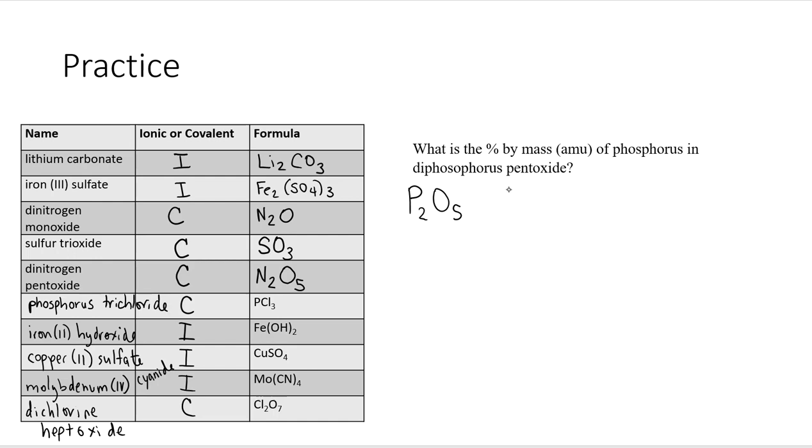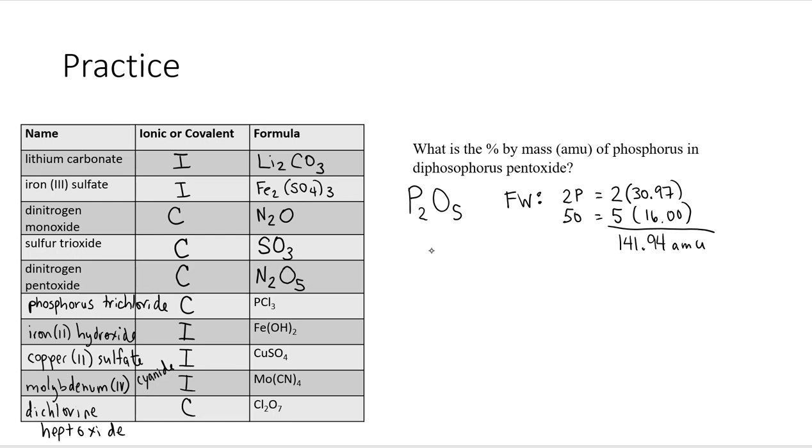So first we need to figure out what is the formula weight. The formula weight is when you take things and you add them all together. So we have 2 phosphorus atoms, so that's 2 times 30.97 AMU. And then we also have 5 oxygen atoms, so that's 5 times 16 AMU. That gives us an overall formula weight of 2 times 30.97 plus 5 times 16, 141.94 AMU. That's the total formula weight.